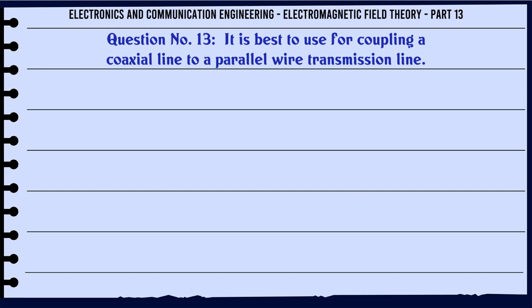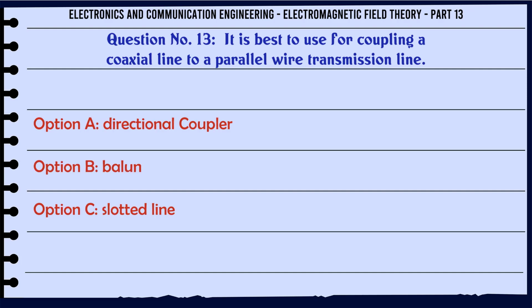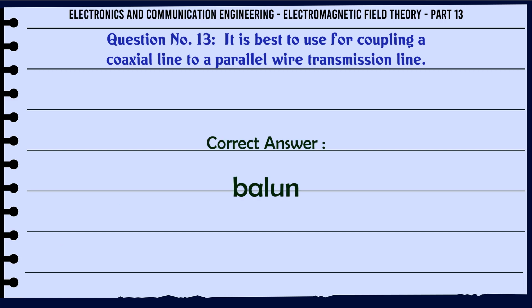A balun is best to use for coupling a coaxial line to a parallel wire transmission line. A: directional coupler, B: balun, C: slotted line, D: T. The correct answer is balun.